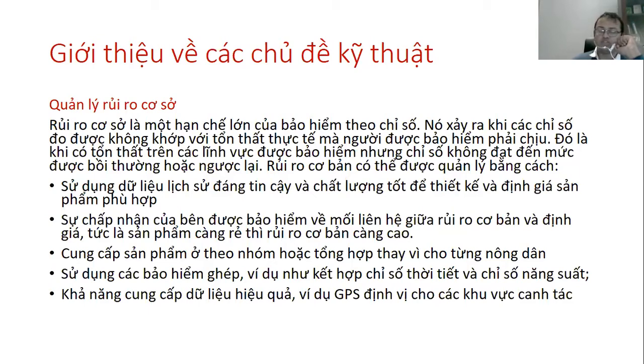But I think the focus should be more on managing basis risk at the group or aggregated level, because that's a level at which index insurance products are actually more applicable. Okay, and then another way is, of course, having this concept of hybrid products, of hybrid index products. So that's another way of managing basis risk.